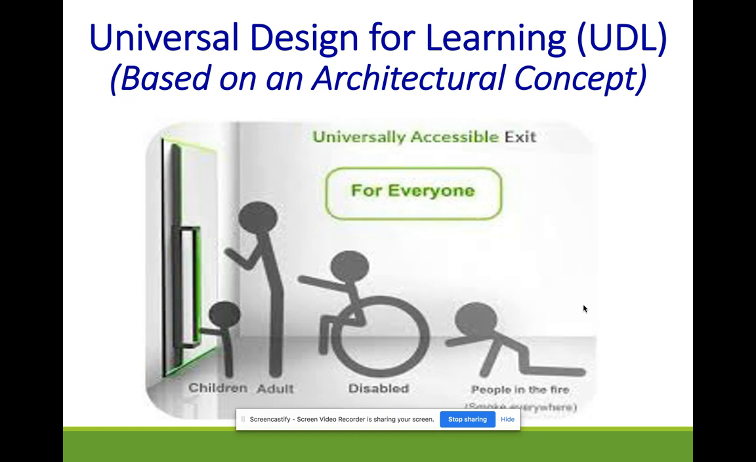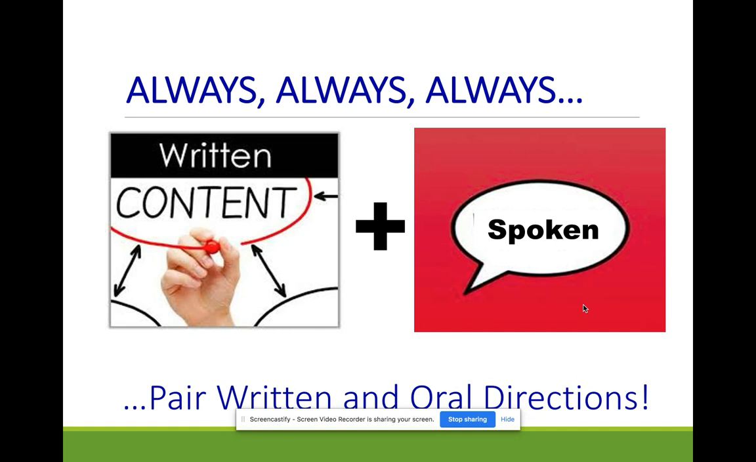So I'm going to share with you now what will be the beginnings of your master list of accommodations, one of the things that you're going to be including in your final motivation and management plan. A few strategies that meet this criteria for universal design for learning. One of them is that we always, always, always want to pair written content with spoken directions. We want to pair our written and our oral directions. So have something up that kids can look at, but also explain it.